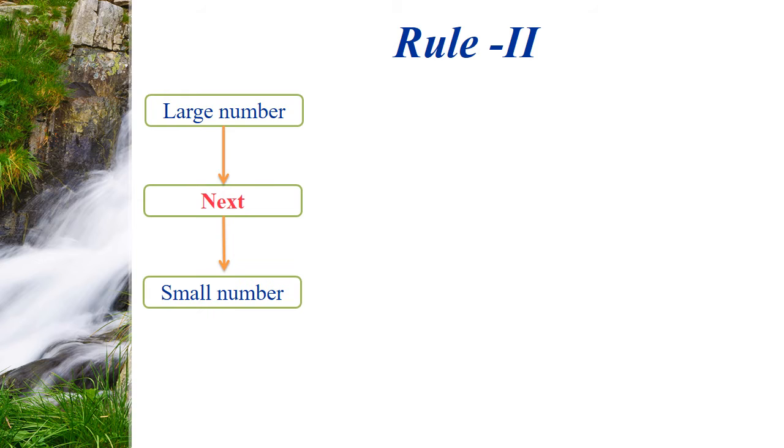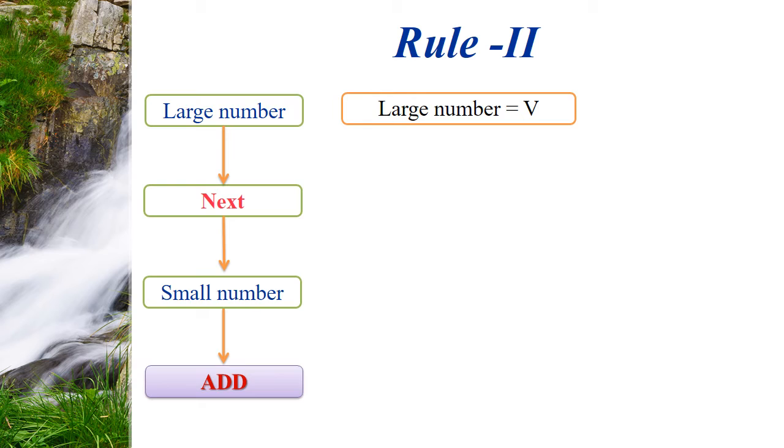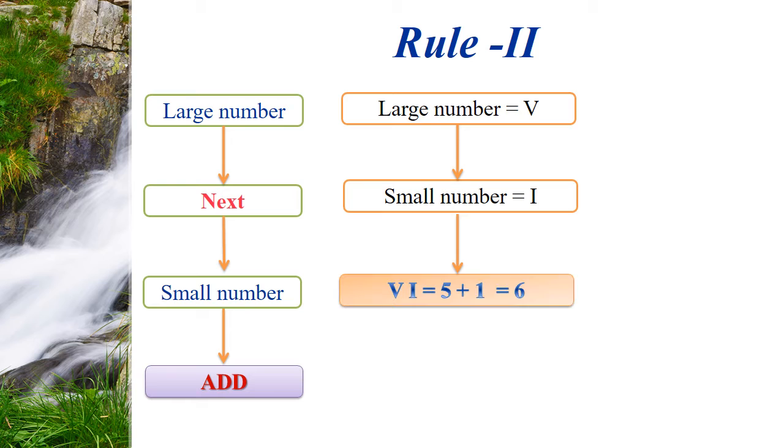Let's see the second rule. When a larger number is next to a smaller number, we add the numbers. Let's see the example. Here the larger number 5 has symbol V, and the smaller number 1 has symbol I. So here the larger number is before the smaller number, so we add the numbers. 5 plus 1 equals 6.